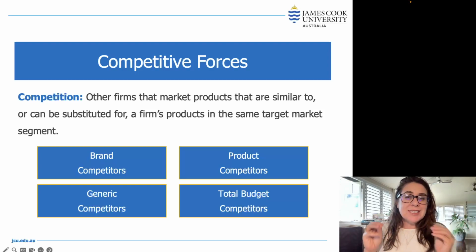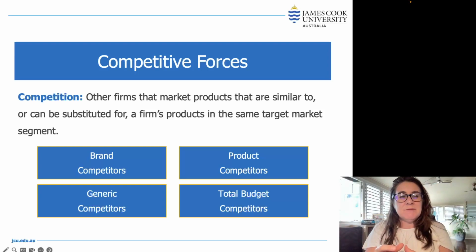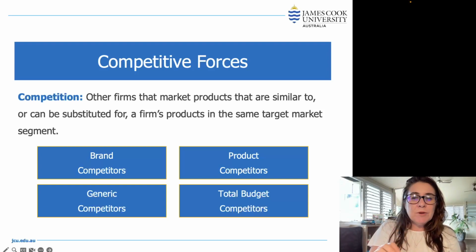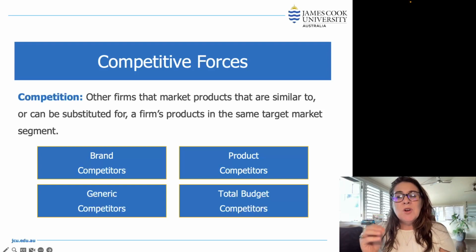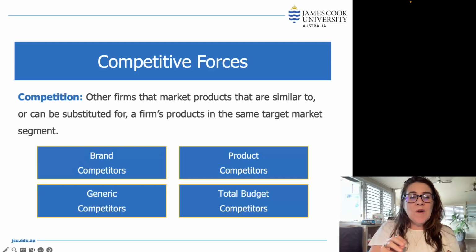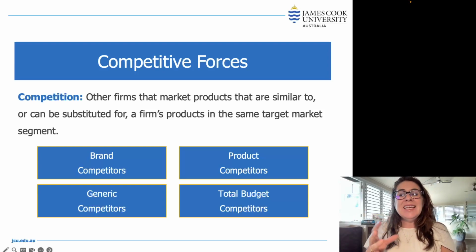They might be product competitors, and that means they compete in the same target market segment, but their products have different features, benefits, and prices. They may be generic competitors, and they provide very different products that solve the same problem or satisfy the same basic customer need. Or finally, there could be total budget competitors, and they compete for the limited financial resources of the same customer.